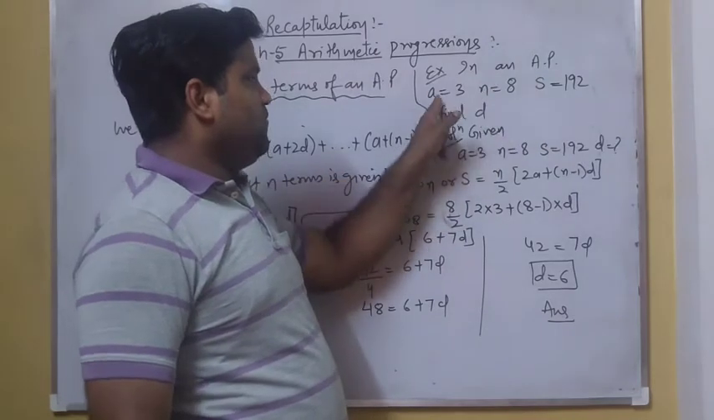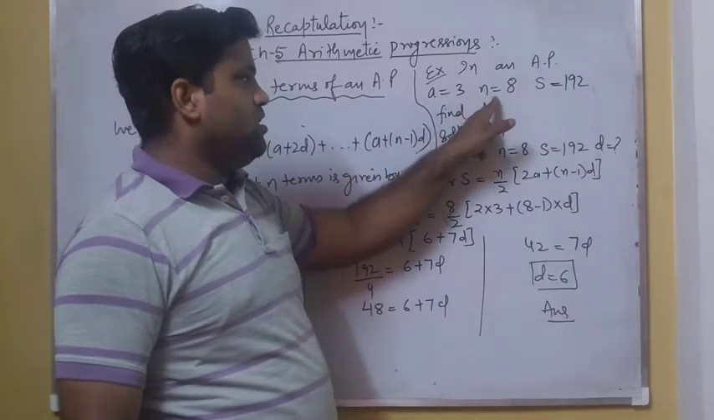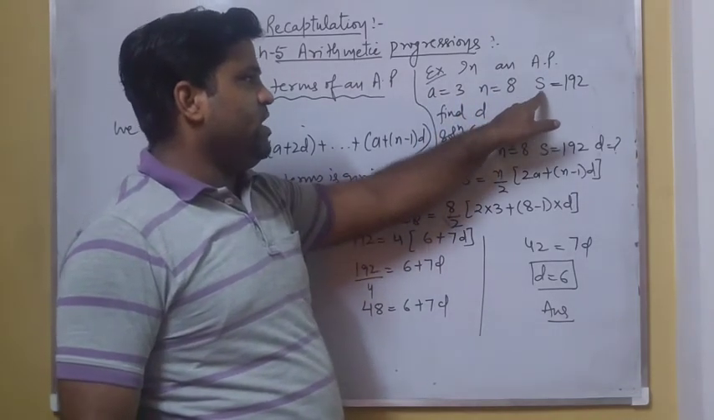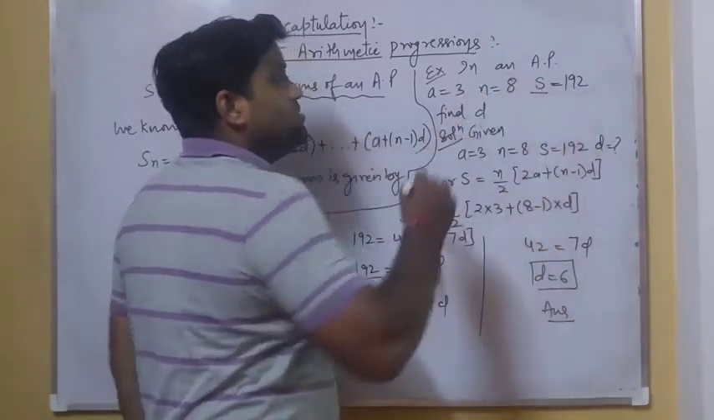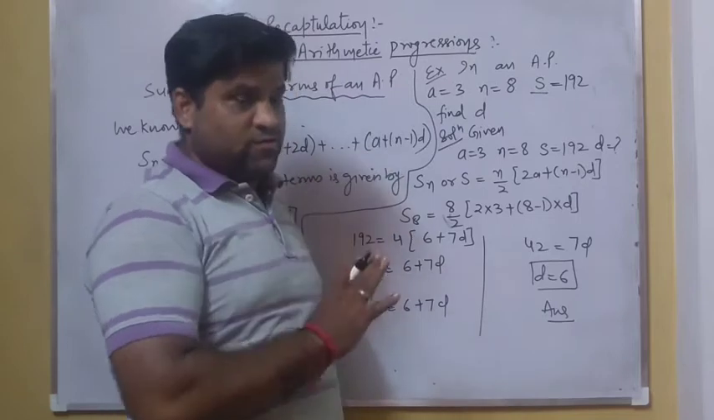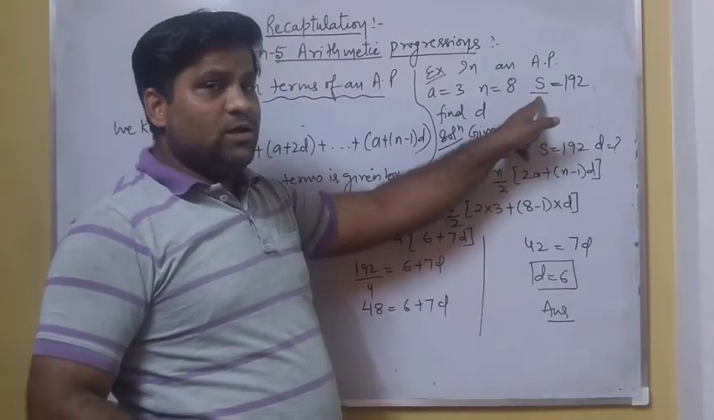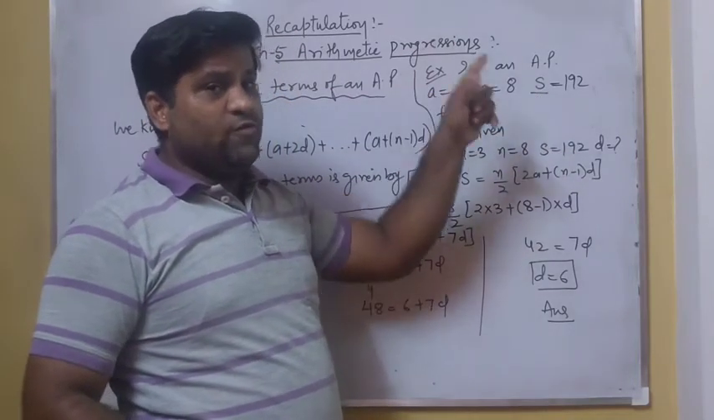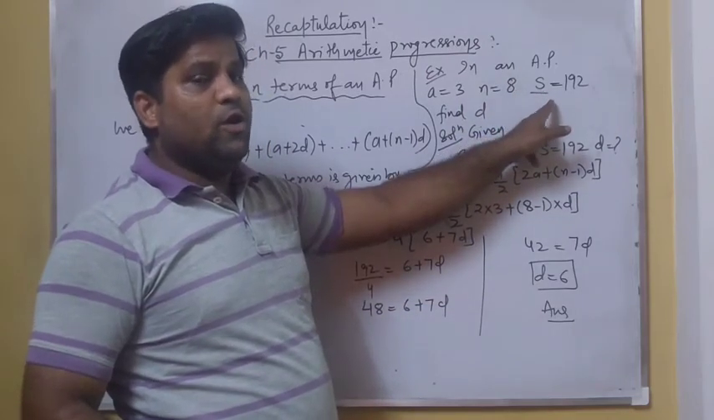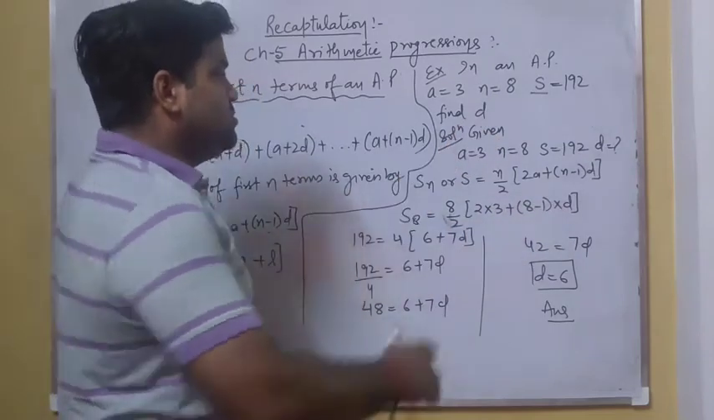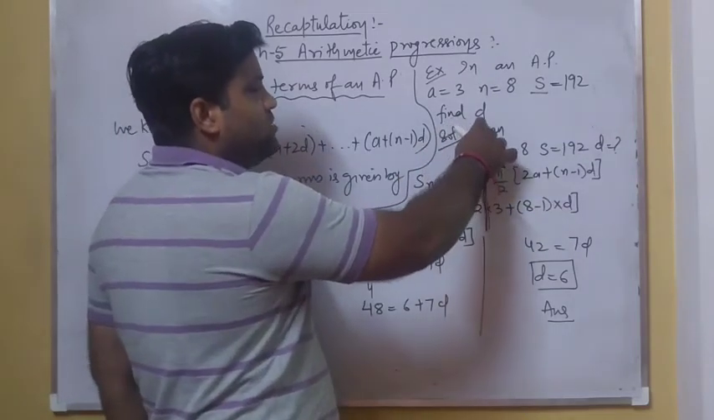In an AP, the first term is given, which is equal to 3, the number of terms is equal to 8, and S equal to 192. Here S means sum of first n terms. When it is written as S, not Sn, there is no confusion. S means sum of first n terms of an AP, or sum of n terms. Now we have to find the common difference.